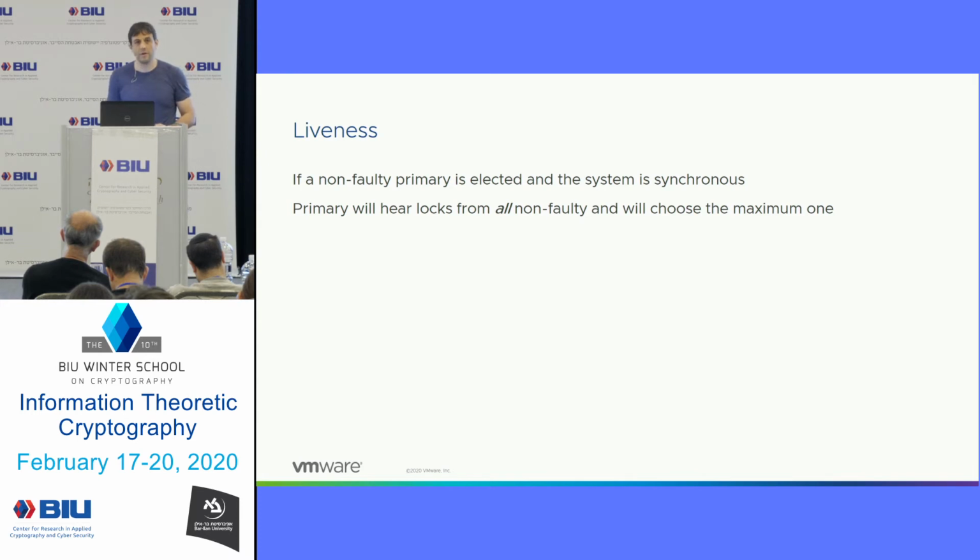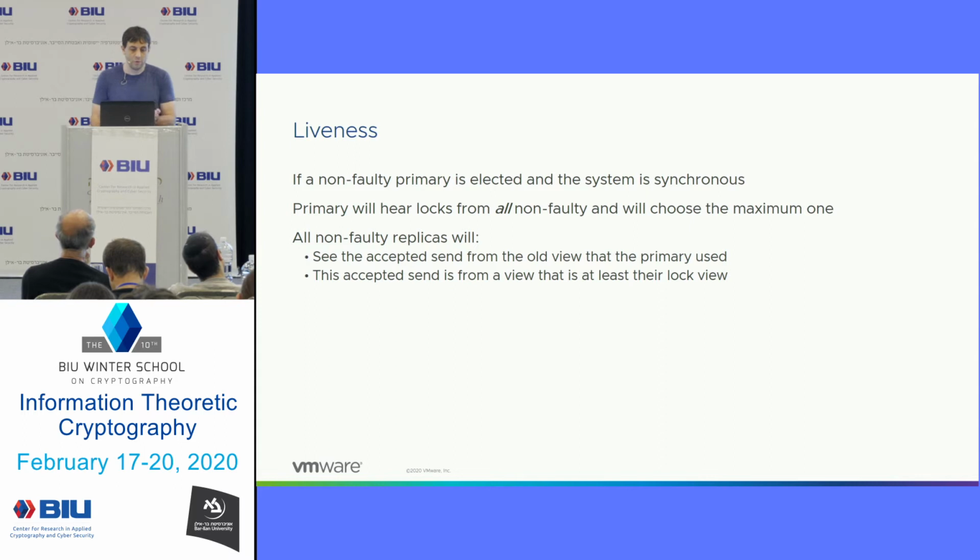And the important thing here is that during the view change, the primary hears from all the non-faulty. And because it hears from all the non-faulty, it will choose the maximum one. And because it chooses the maximum one, then these two things will happen. First, the value that the primary chose is one that has n-f echo 2s, and therefore everybody else will also see this. This is the reliable broadcast property. And also, since you've chosen the maximum, then this will be at least as large as whatever your lock value is.